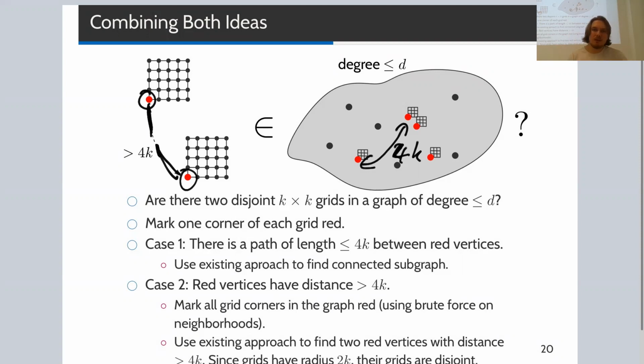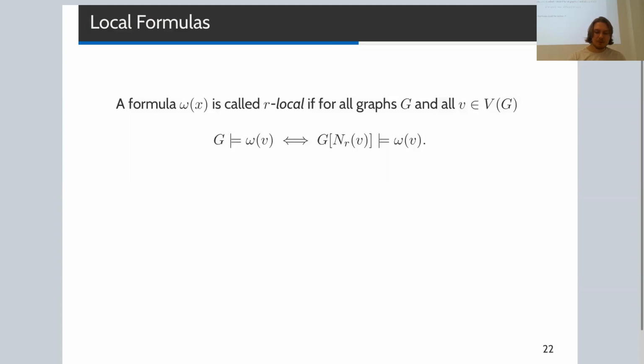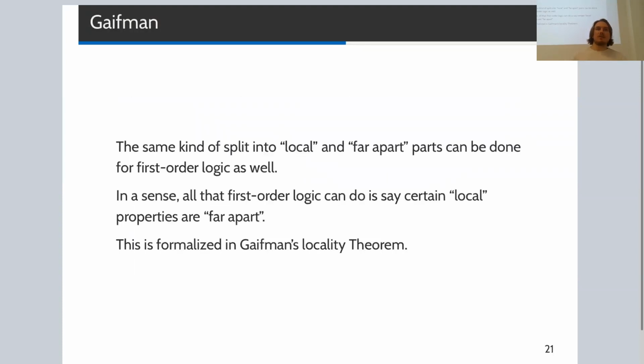And we can solve it using the same brute force approach. So in a sense, we solved the problem of finding local things, we solved the problem of finding far apart things, and we decomposed our grid problem into a combination of both. We make the case distinction: either it is local or we can split it into things that are far apart.